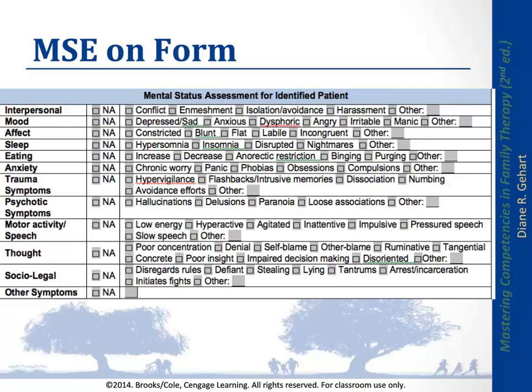And incongruent means, to some extent we're all sort of incongruent in our affect or expression, but that would mean that they're talking about one emotion like anger, but expressing a very different one. And so there's a real notable incongruency there. You can go through the rest of the list yourself: sleeping, eating, anxiety, trauma symptoms are included in this particular mental status here. Psychotic symptoms, motor activity, speech, thought, social legal problems, and other symptoms. And at the end of the chapter, there is a very handy list that defines all these terms if you are not used to or don't know what exactly one of these means.